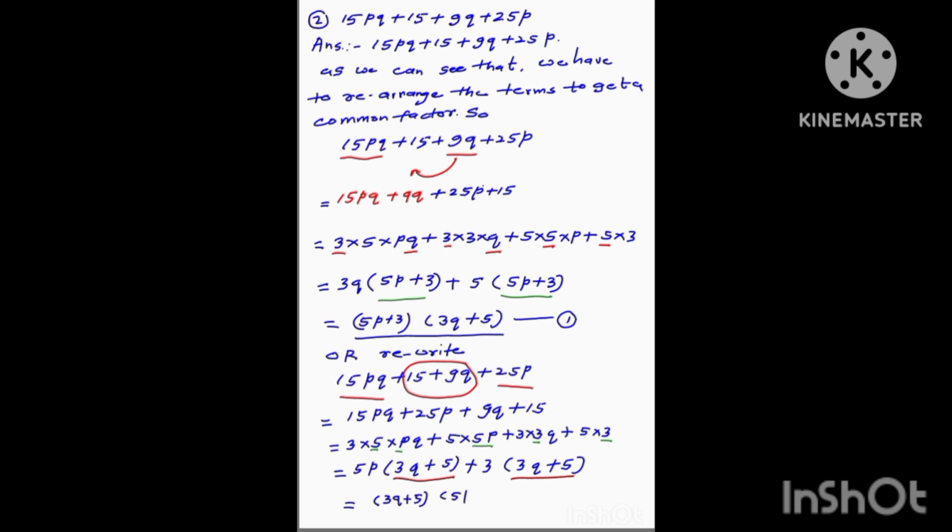Now check. If the factors are same, then there is no problem in interchanging any terms. See this, this is number 2, and these factors are same. Just see here, this is equal to this. That means you can take any term, either p or q. Okay, that's your answer. Try some problems and we will go ahead.